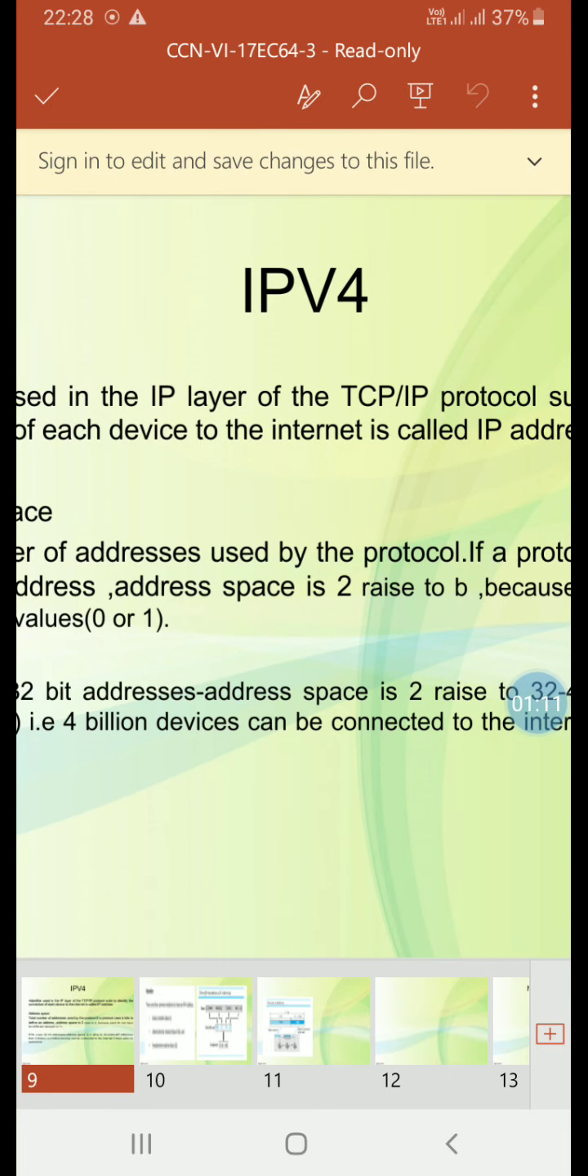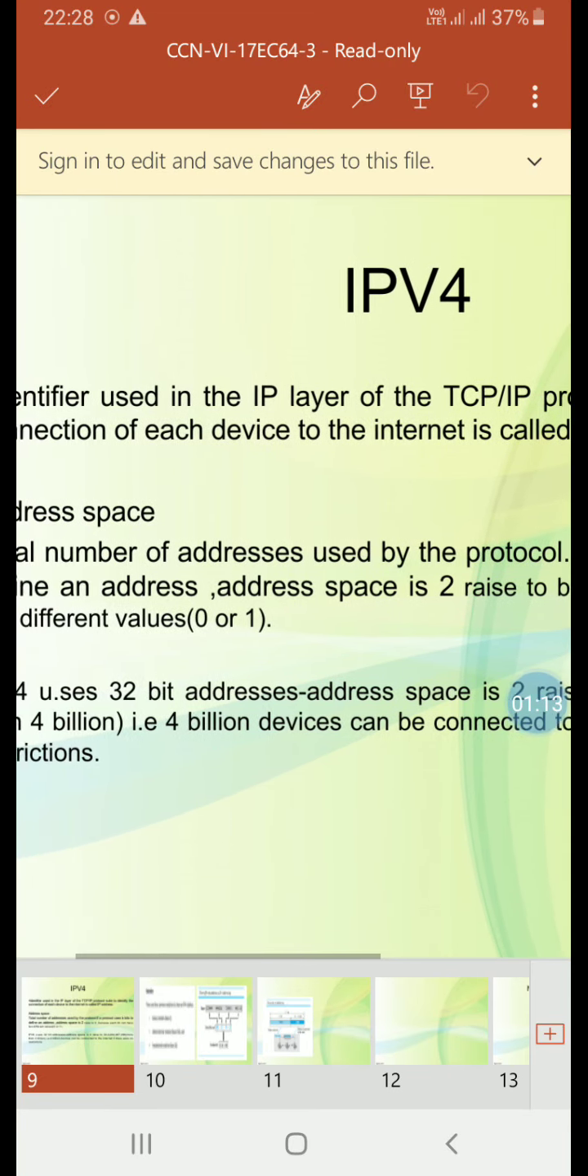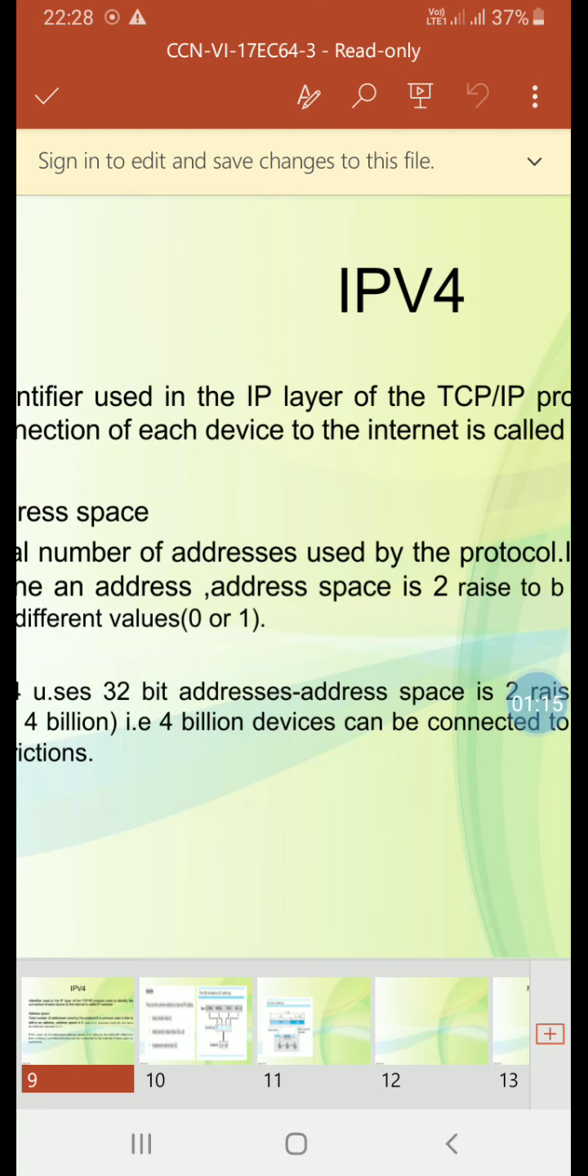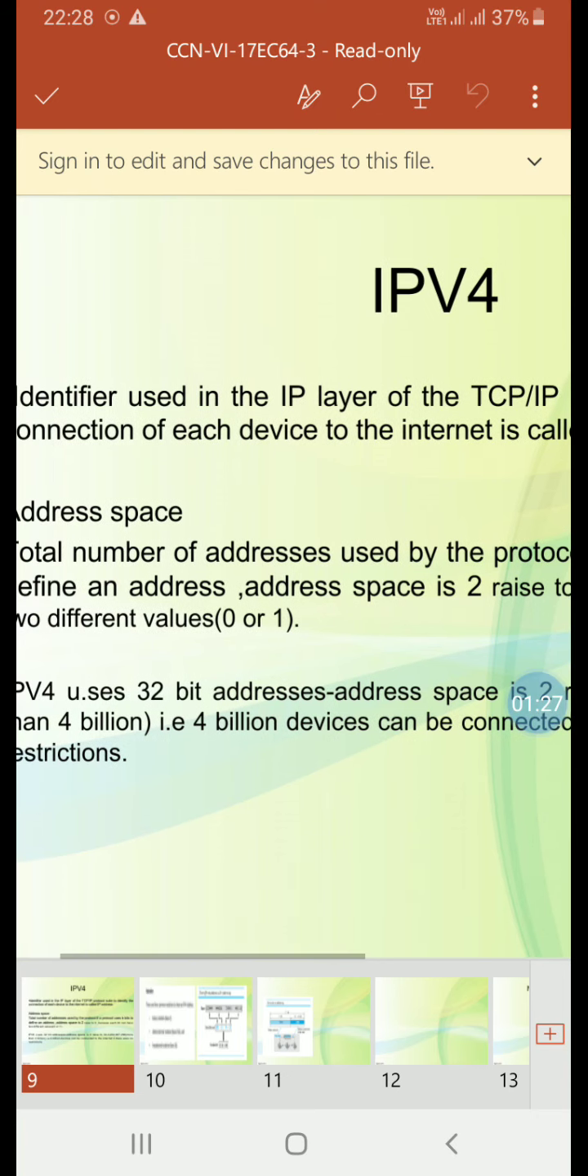IP version 4 addresses are unique, in that each address defines one and only one connection to the network. A device connected via two networks will have two IP version 4 addresses. These addresses are universal in the sense that the addressing system must be accepted by any host that wants to be connected to the internet.